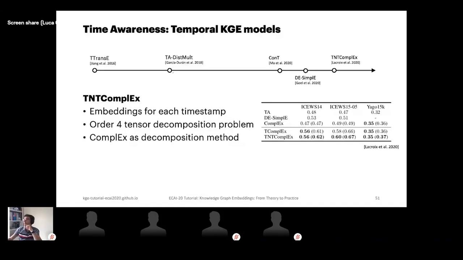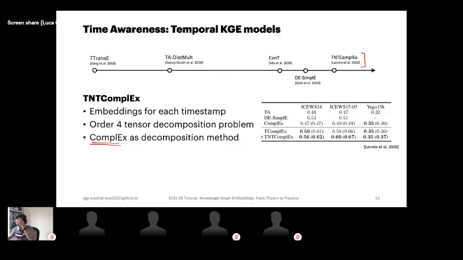The most recent model has been published at ICLR a few months ago. It's called TNT Complex, and it works by generating embeddings for each timestamp using a fourth-order tensor, using a tensor decomposition approach, leveraging the ComplEx model that I described earlier on, the model that uses the dot product in the complex space. And there are a number of benchmark datasets, there are baselines, and the community is starting to put together models that work better than the early proposals.